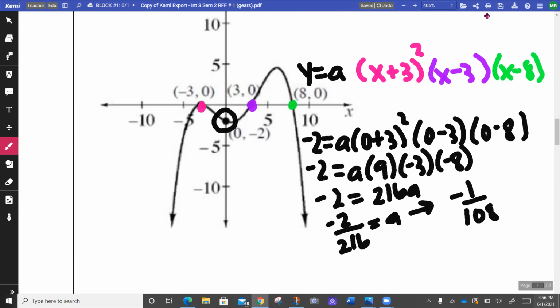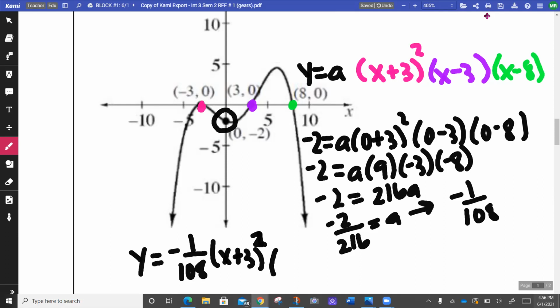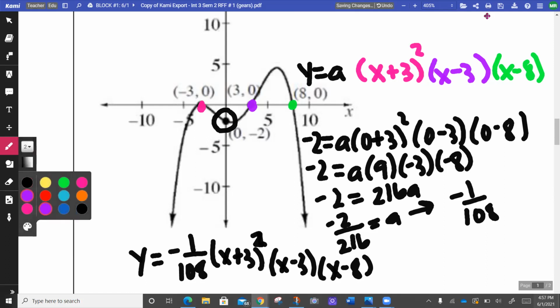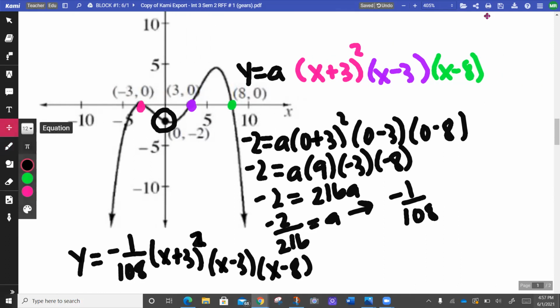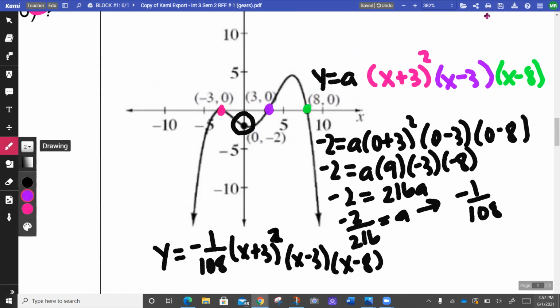So my final answer is going to be y equal -1 over 108 times x plus 3 squared times x minus 3 times x minus 8. And that is going to be our answer.